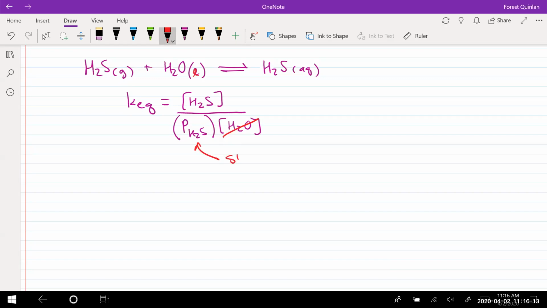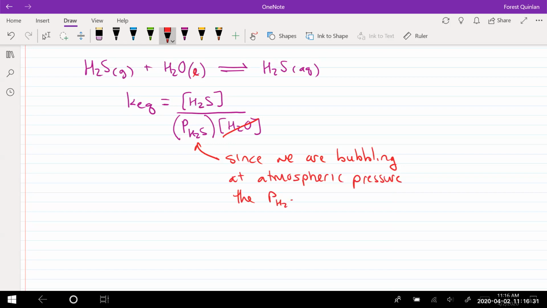So, since we are bubbling at atmospheric pressure, the pressure of H2S is 1 atmosphere. You're just blowing a stream of air in, 1 atmosphere's worth of stuff. You aren't pressurizing the system, and in order to push air through, you have to at least have that pressure.